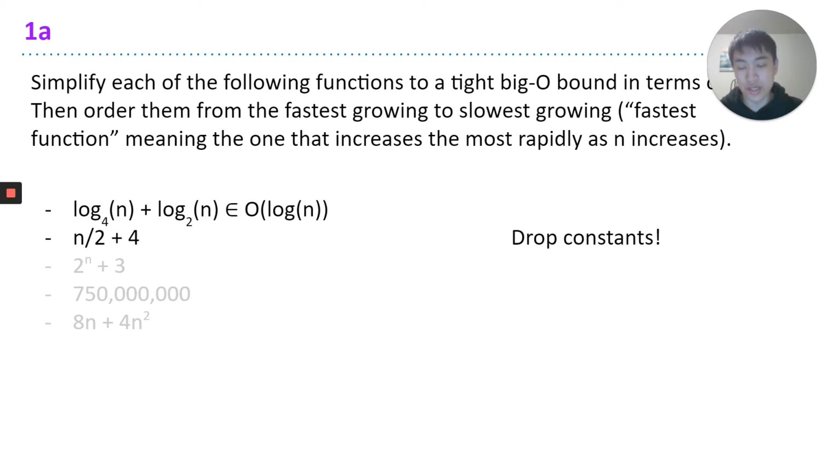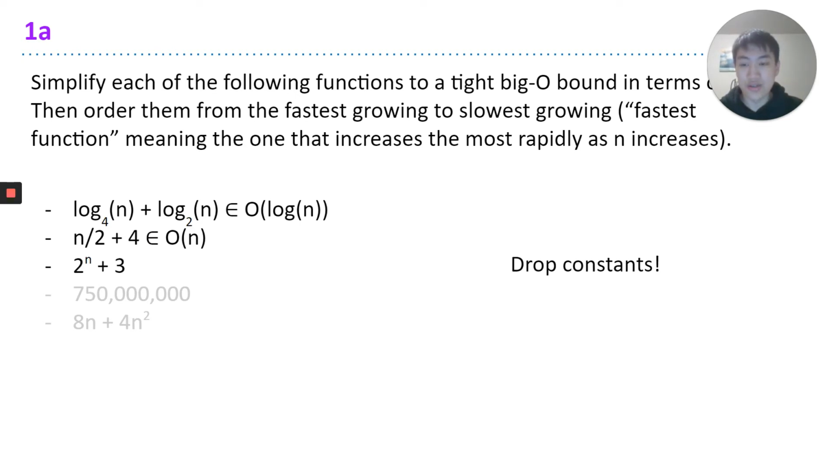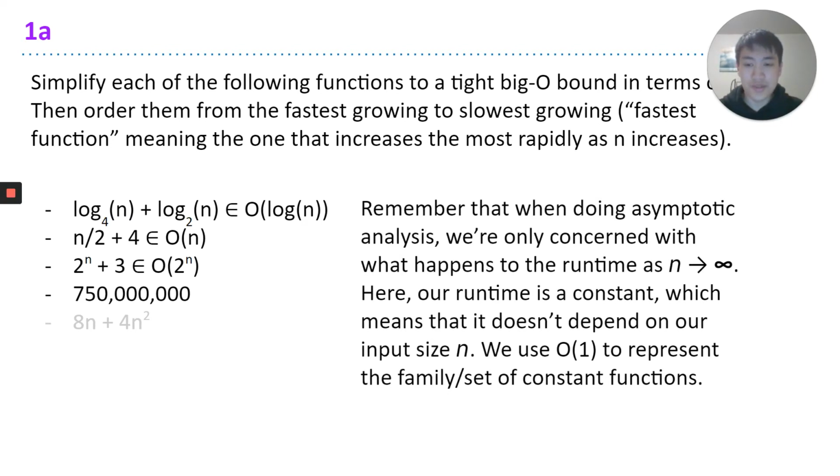The next ones are a little more straightforward. N over 2 plus 4: we erase the constant 4, and since it's essentially half times n, we erase that as well. So it's going to be n, which is in big O of n. For 2 to the n over 3, the constant 3 goes away, so that's going to be 2 to the n. Next is 750 million. Since 750 million has absolutely no relation to n, as in an increase of n doesn't change the value of 750 million, this should be a constant. Remember, when n approaches infinity, these numbers are considered super small, minuscule compared to what we're going to be dealing with. So this complexity is just going to be O of 1.